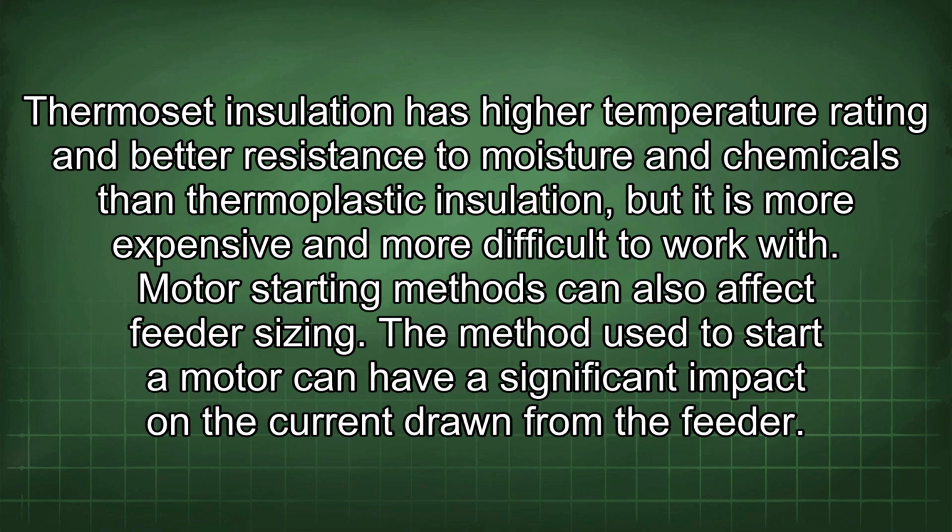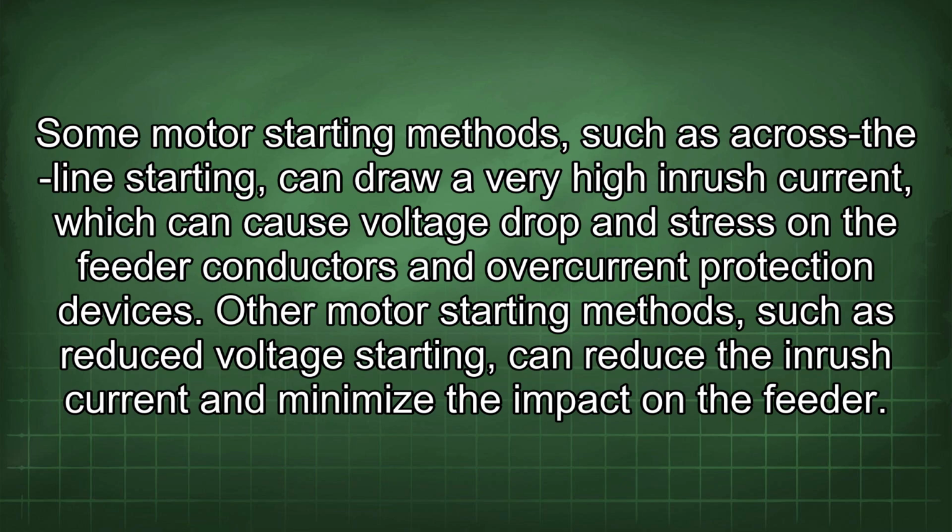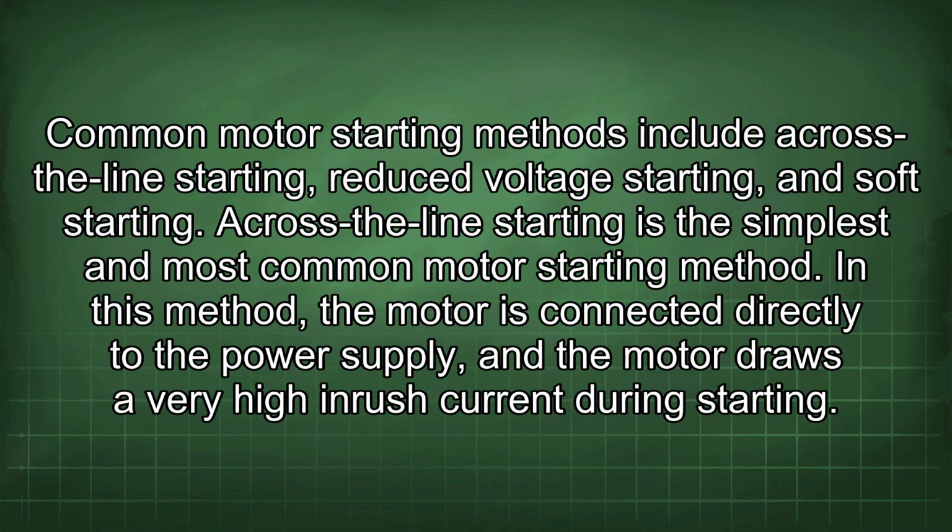Motor starting methods can also affect feeder sizing. The method used to start a motor can have a significant impact on the current drawn from the feeder. Some motor starting methods, such as across-the-line starting, can draw a very high inrush current, which can cause voltage drop and stress on the feeder conductors and overcurrent protection devices. Other motor starting methods, such as reduced voltage starting, can reduce the inrush current and minimize the impact on the feeder. Common motor starting methods include across-the-line starting, reduced voltage starting, and soft starting.